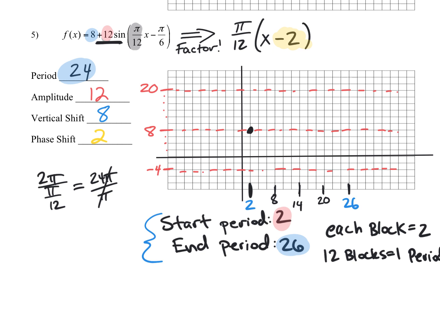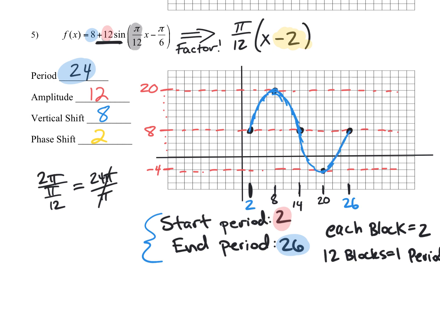I know that after 24 units, our period length, we get back to where we started. For sine, halfway between the start and end of our period, we should have another point on the midline. That's going to be at 14. Because this is a sine graph, at 8 we should be at a maximum of 20. And at 20, we should be at a minimum of -4. We have our 5 important points for our function. And all we have to do is connect those points with a nice smooth curve. Go up through the midpoint, down to the minimum, and then back to where we started.